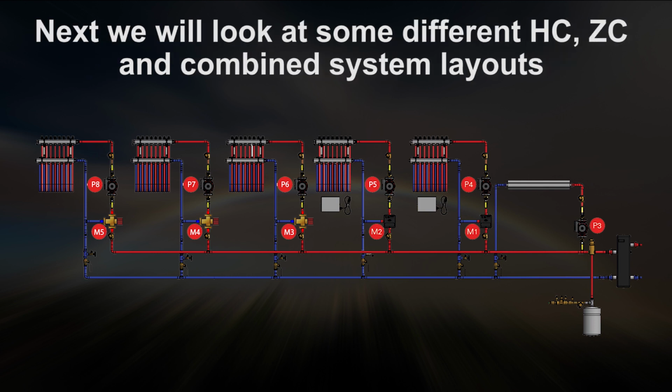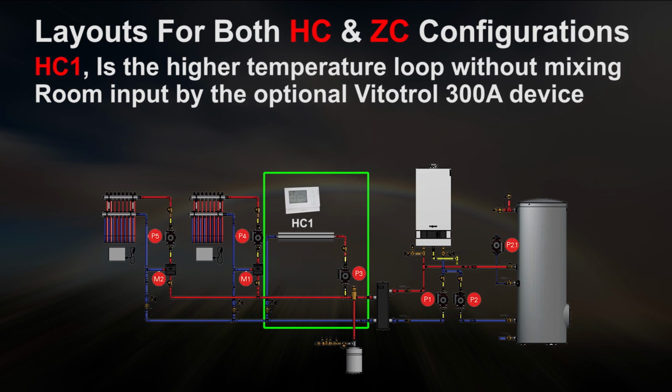Next, we will look at some different heating circuit, zone circuit, and combined system layouts. This will give us a better idea of how the two different type systems are used. In the first example, heating circuit 1 is the higher temperature loop without mixing. Room input is by the optional Vitotronic 300A device.